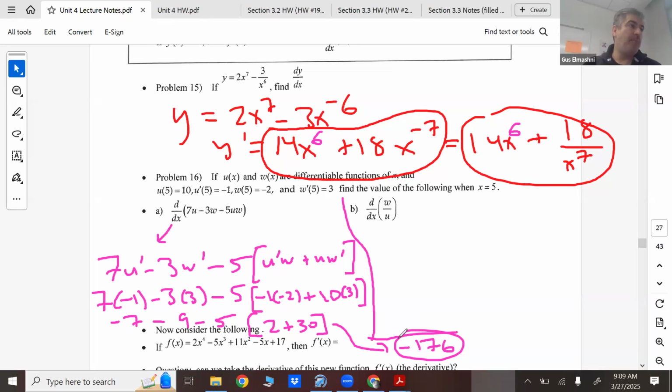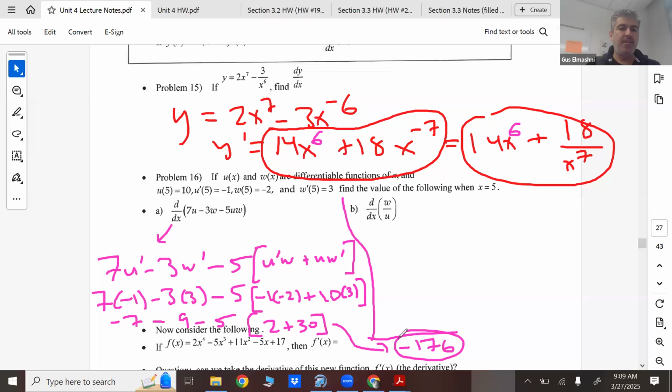The output of W is -2 when the input's at 5. Okay, wait. W is not a constant function. W has got a bunch of X's in it. Don't you just have to know it for x equals 5? Exactly right. Just the output. That's it.